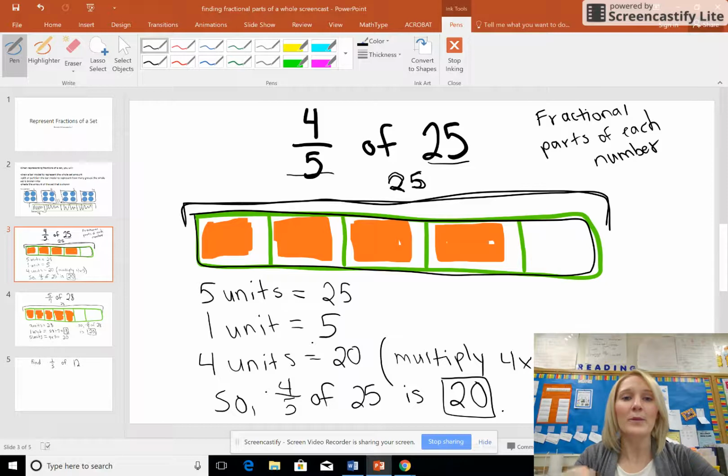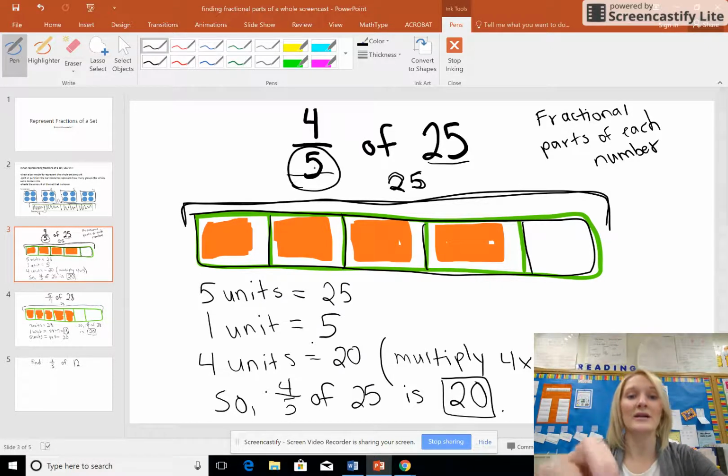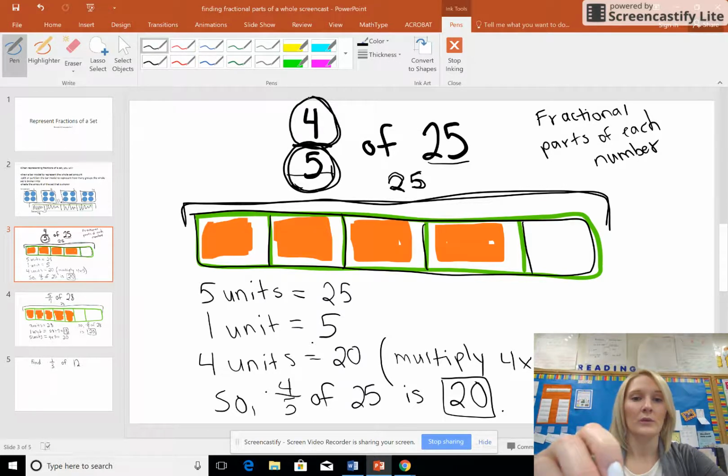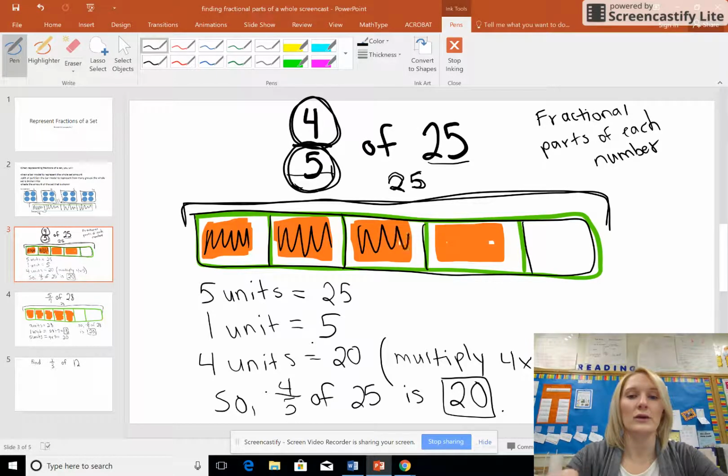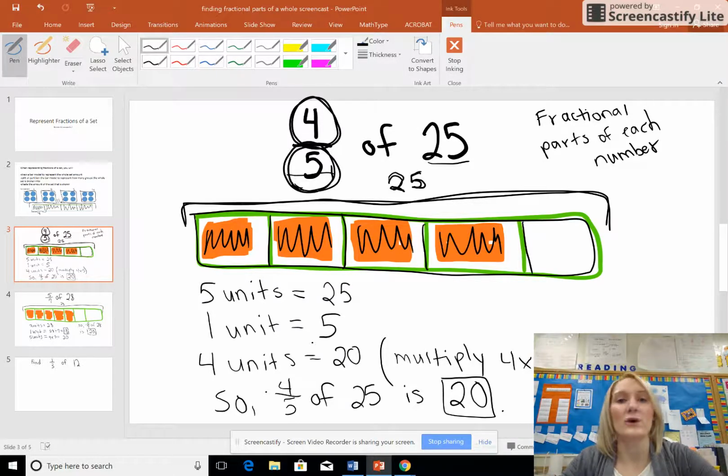Now, when we partition or break apart a whole, when we're just looking at fractions, remember, what part of the fraction do we look at? We look at the denominator to tell us how many equal parts the whole will be split into. So if you take a look at my bar model that's already drawn, 1, 2, 3, 4, 5 equal parts, because my denominator says that I have 5 equal parts out of the 25 whole. When I go to shade how many parts, my numerator always tells me the number of parts that I need shaded. So I'm going to shade 1, 2, 3, 4 of those 5 parts.